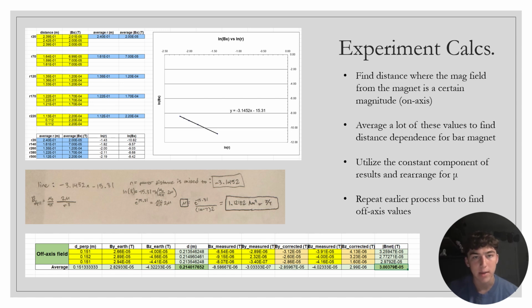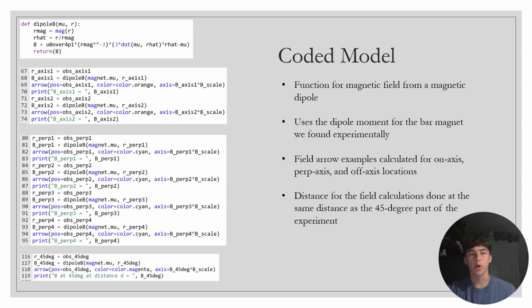Moving on to the second part of the experiment, we tried it for off-axis and recorded the magnetic fields from that perspective. But those took a little bit more work because we had to try and cancel out the effects of the Earth's magnetic field. For our coded model, the most important part was a function for the magnetic field from a magnetic dipole, which you can see in the top left, and that was based off of the equation I first showed in the PowerPoint.